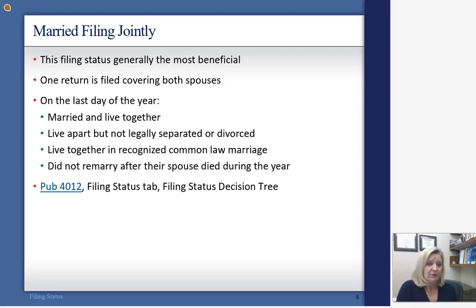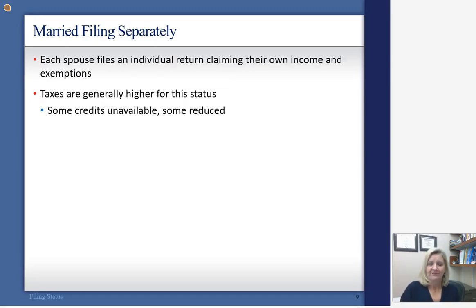If the client had a spouse who died during the year and they did not remarry, then you can still file married filing jointly. So if a taxpayer comes in and their spouse died during 2025, they did not remarry during 2025, for the 2025 tax year, they can do married filing jointly. If you are a married person, it is more beneficial to do married filing jointly than married filing separately.